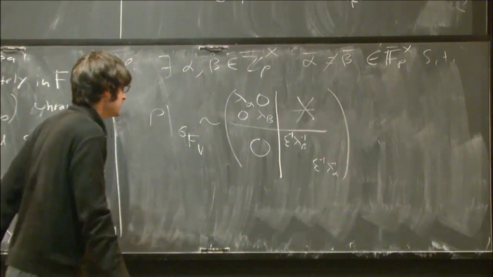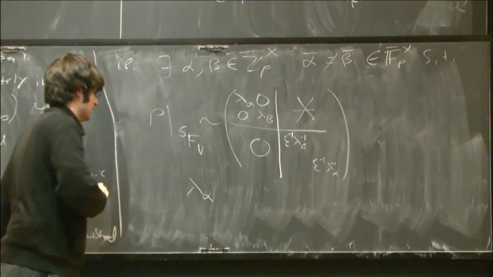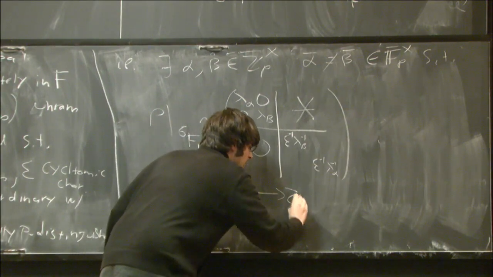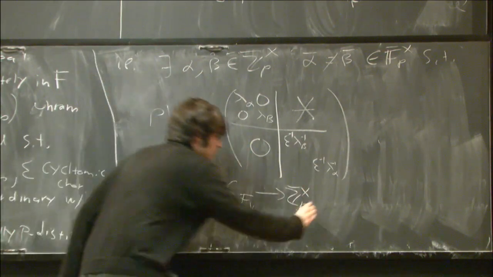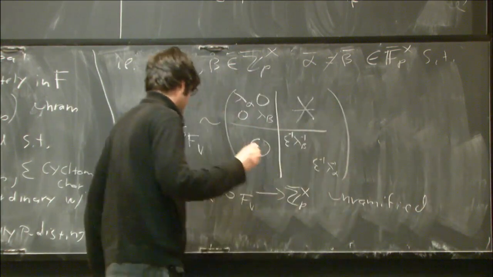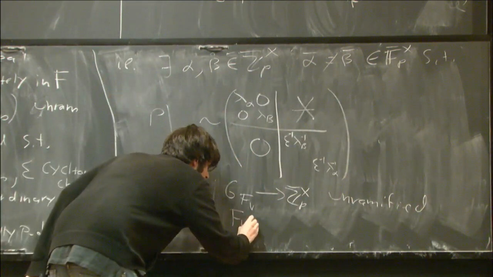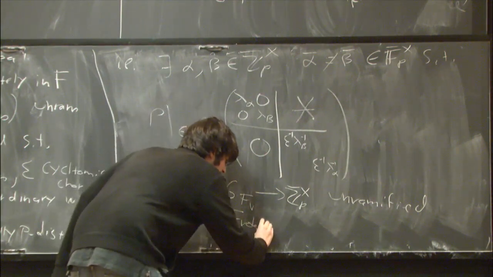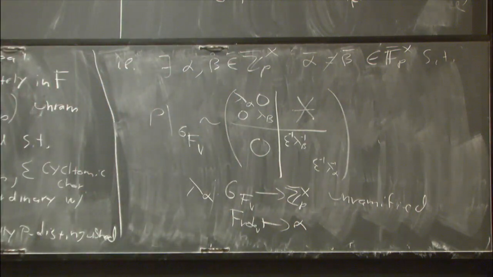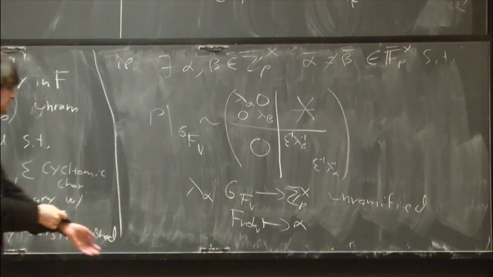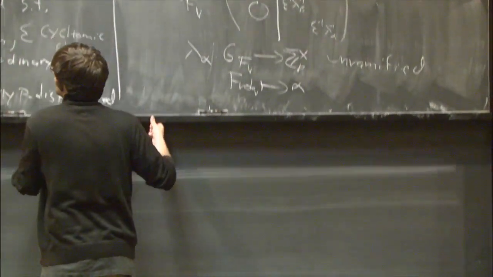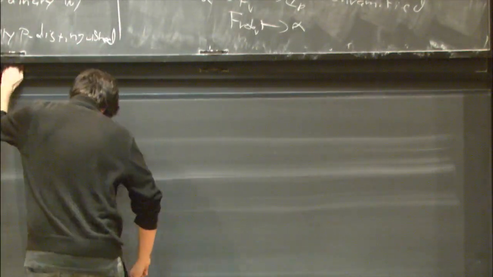Just to explain the notation, I write lambda alpha for the unramified character which sends Frobenius to alpha. OK? So, conditions A and B.